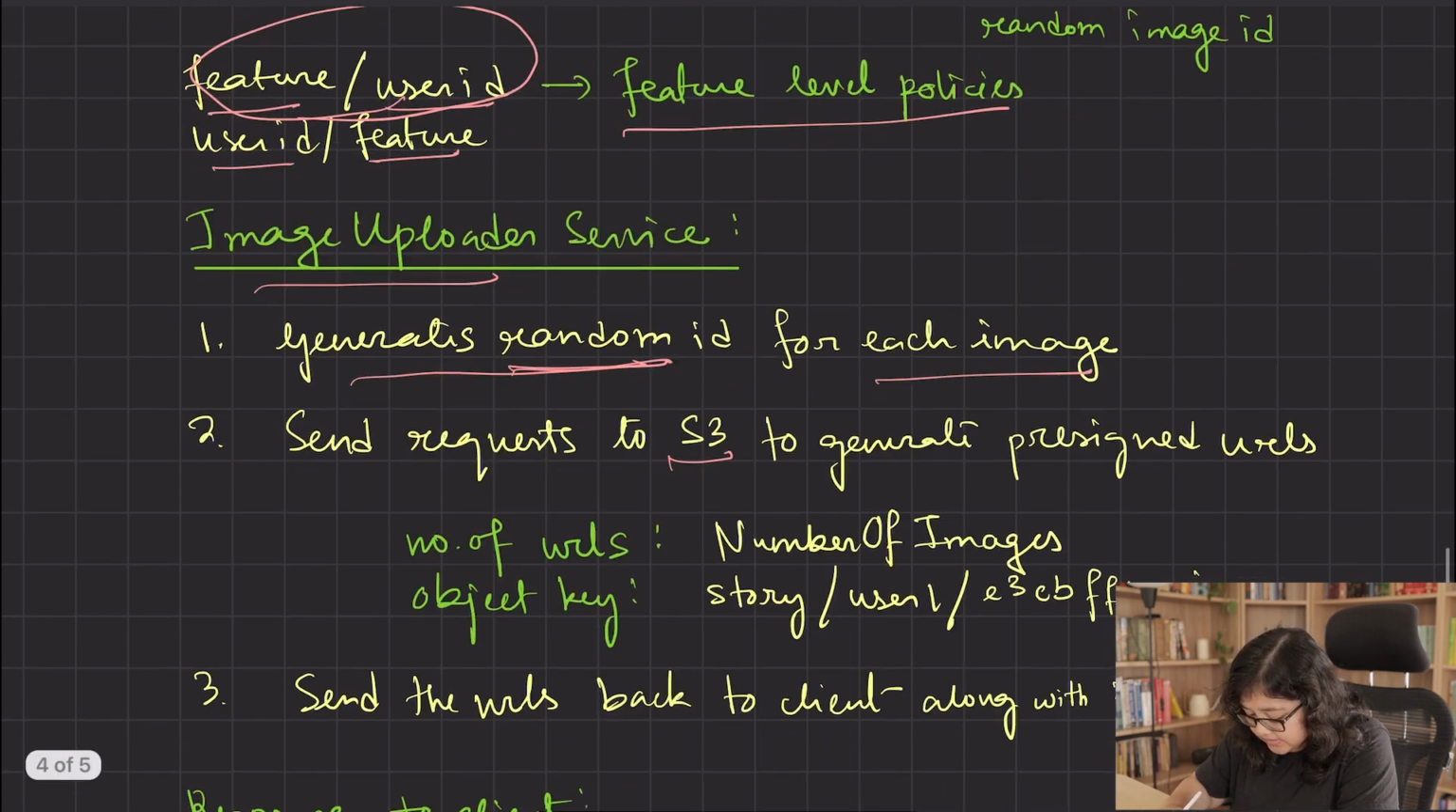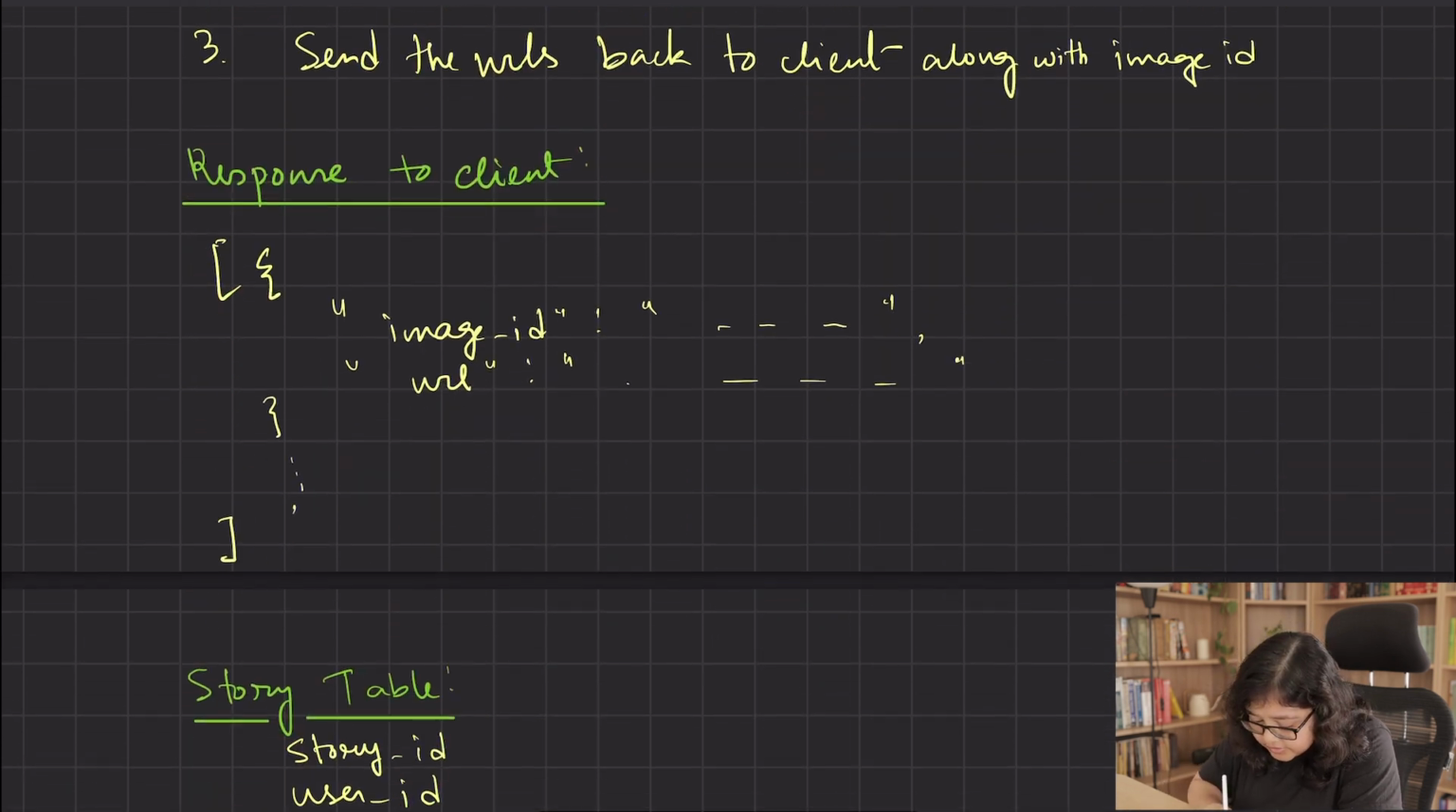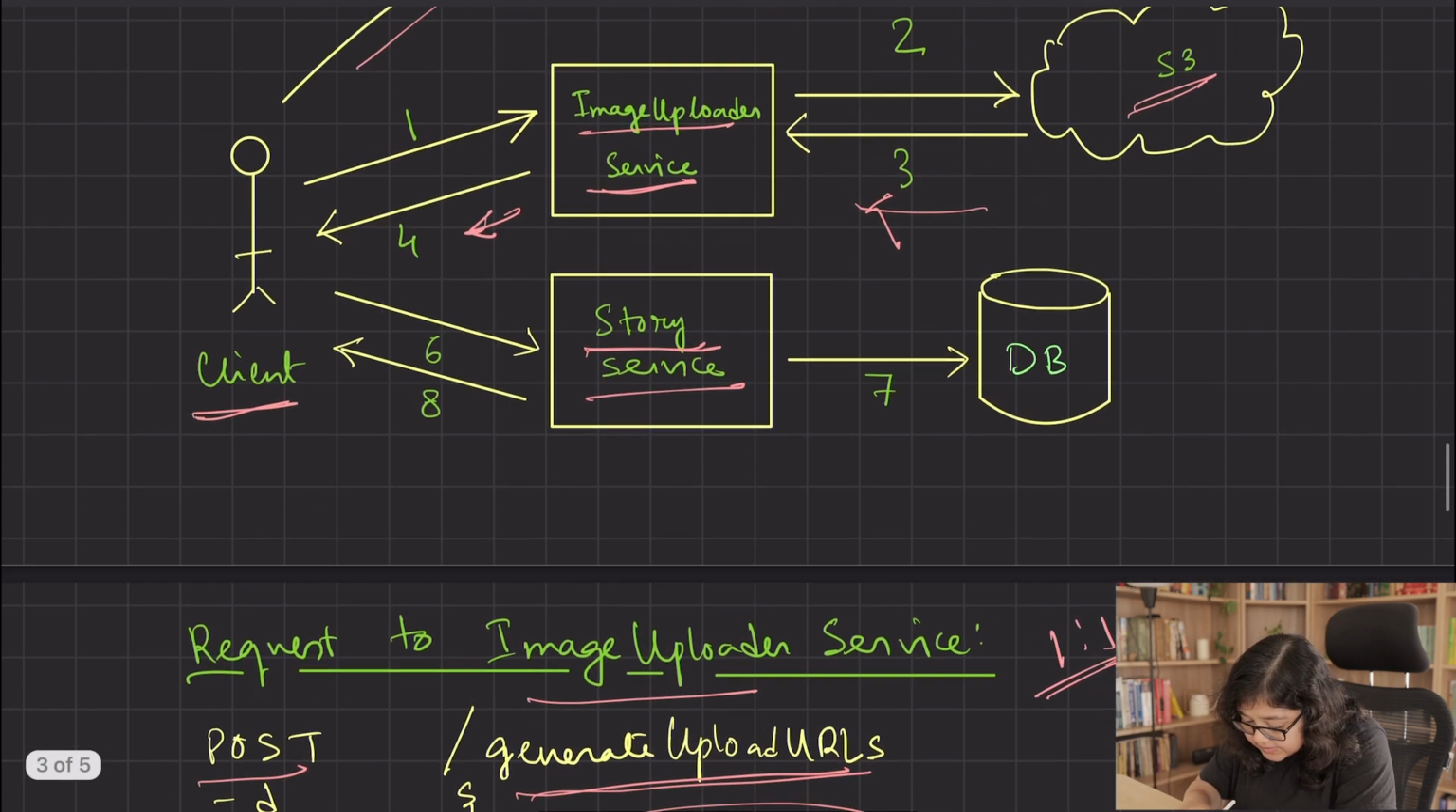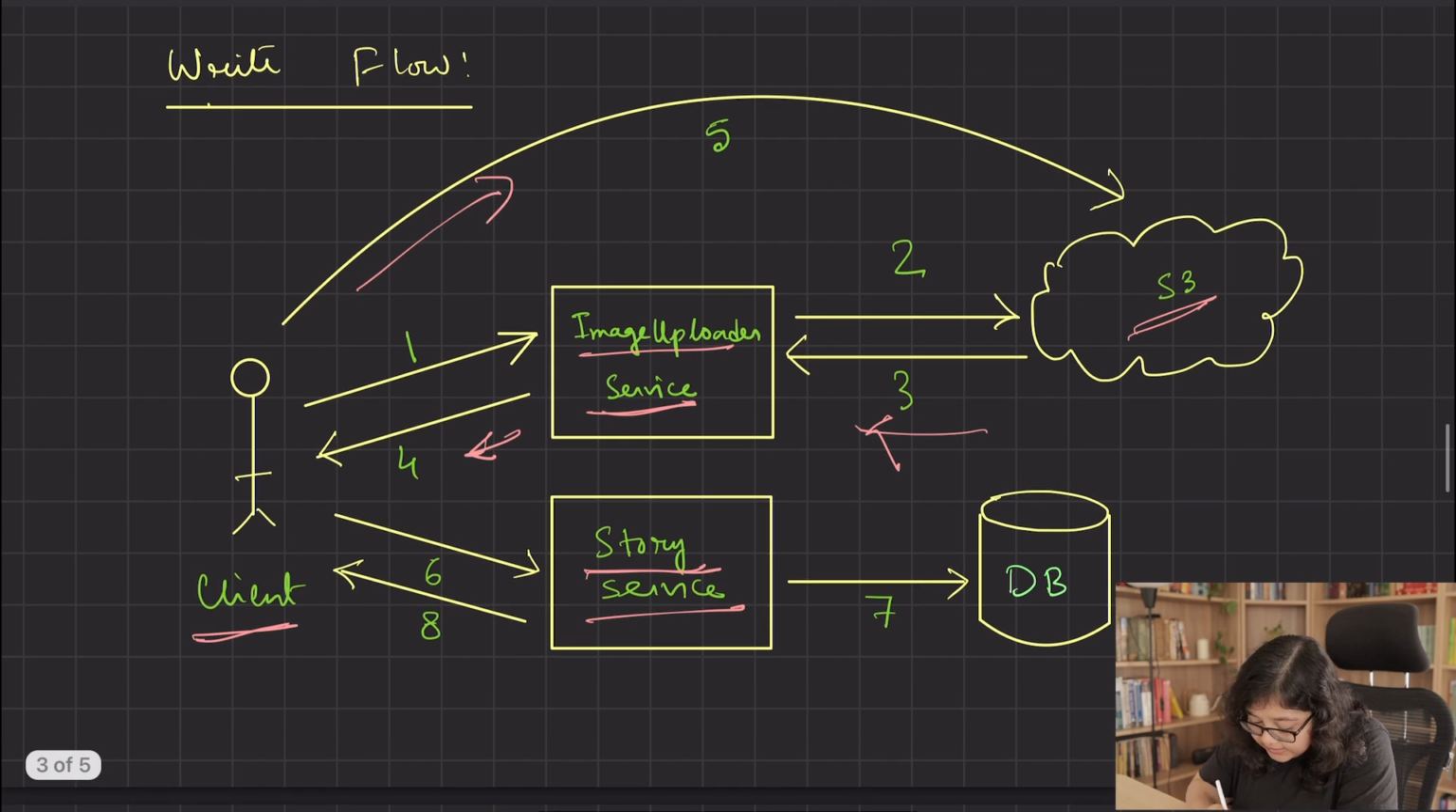Let's see the structure once. This is the structure of the response. Here we can see the list of image ID and URL that the client is getting. Now after receiving the response from the image uploader service, the client will directly talk to S3 to upload the images.